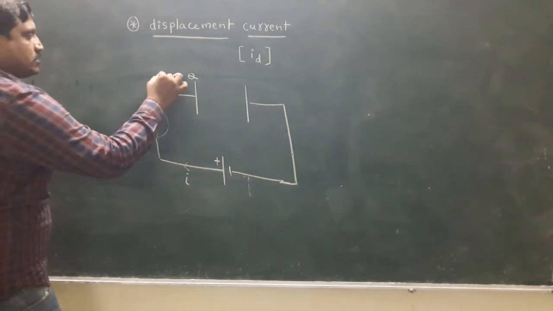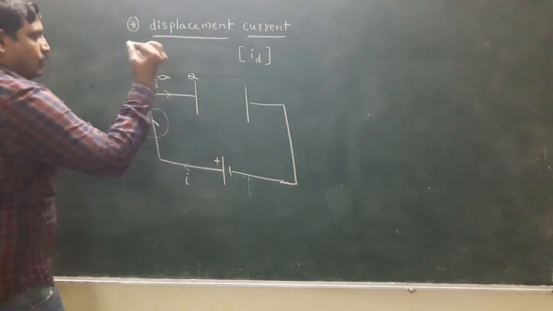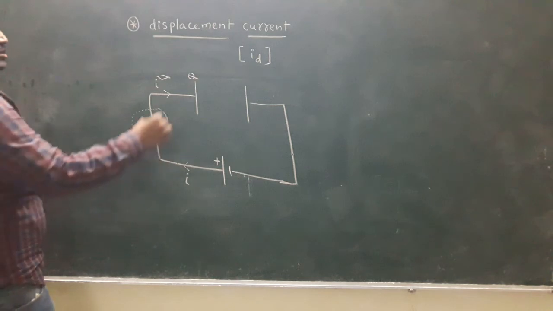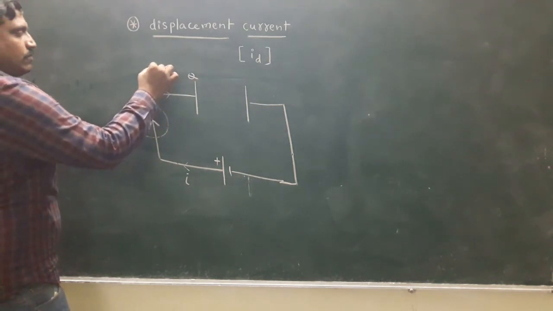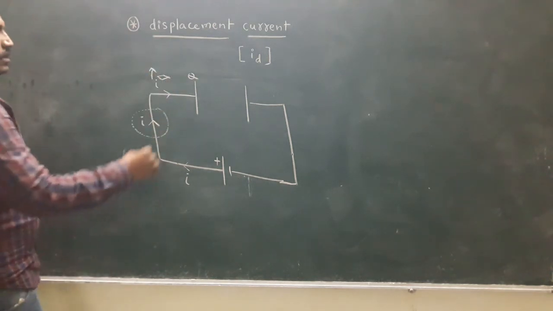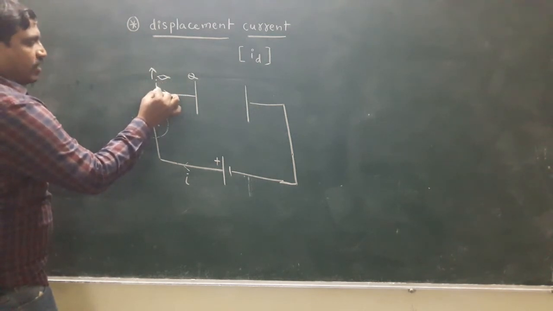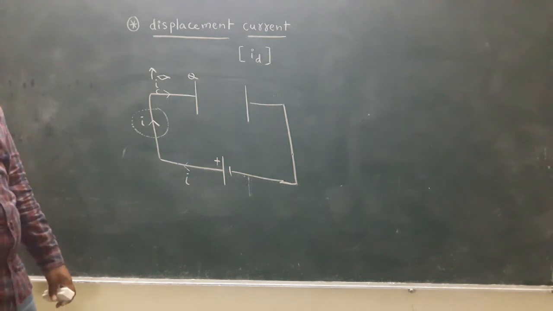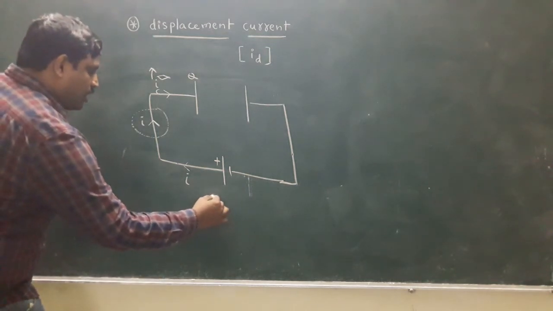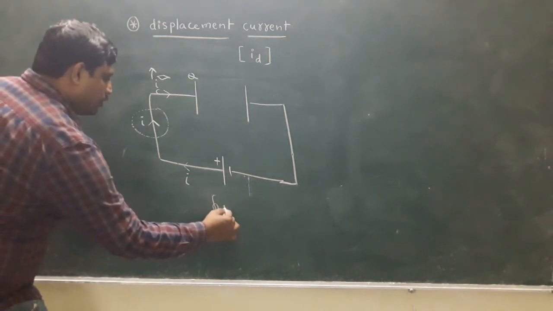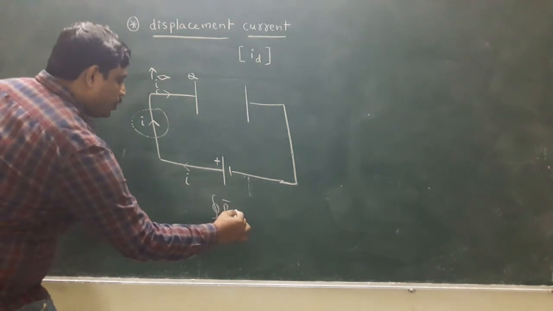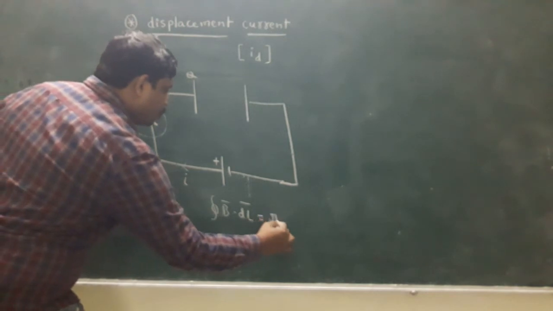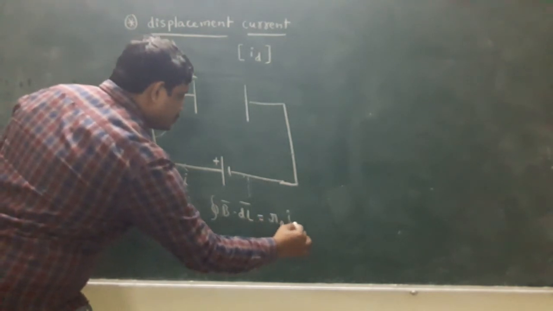Here I place a magnetic needle. What happens? The magnetic needle deflects because of the magnetic field. This current, which deflects the needle, is called conduction current. What is Ampere's circuit law? Integration of B dot dl equals mu naught I_C.